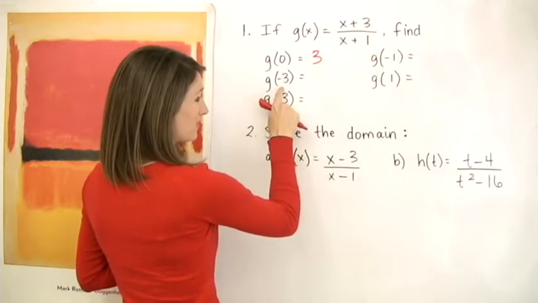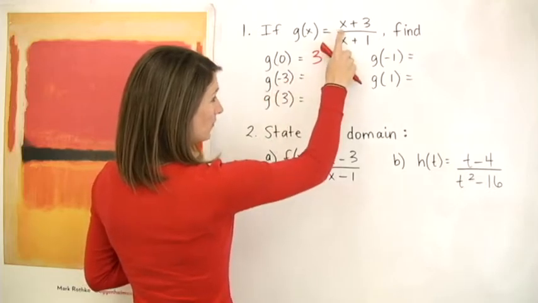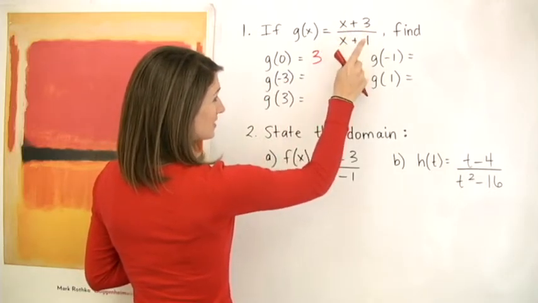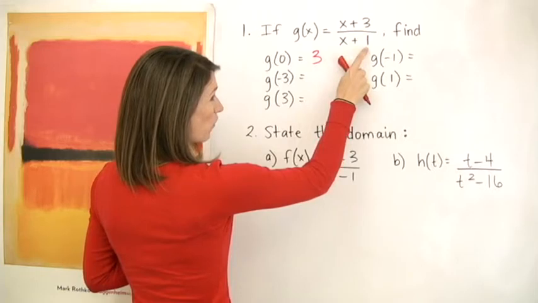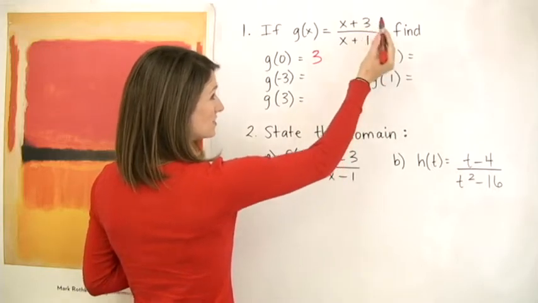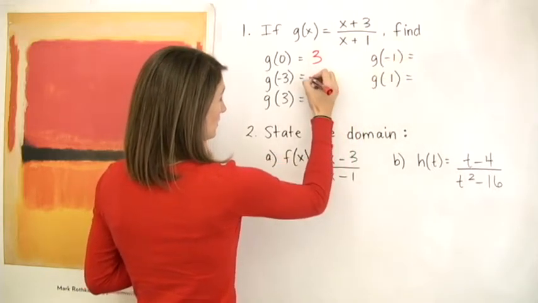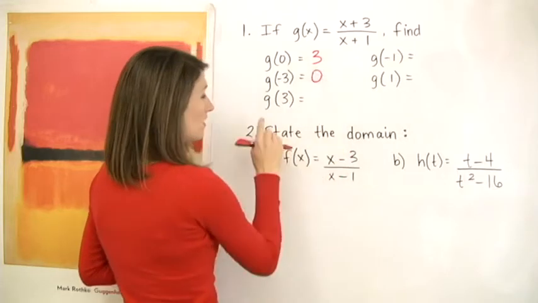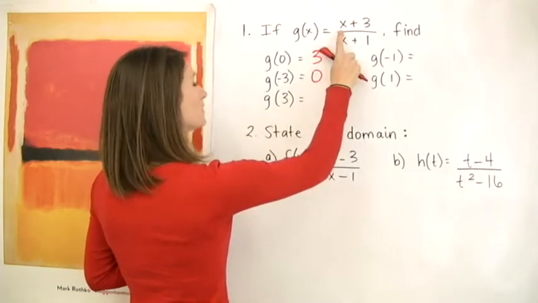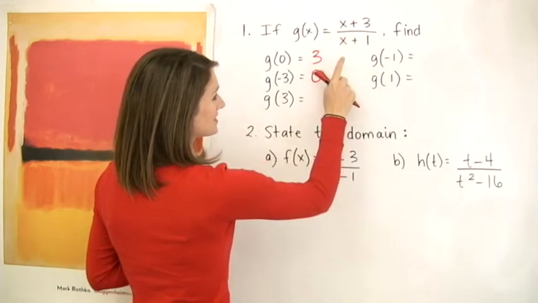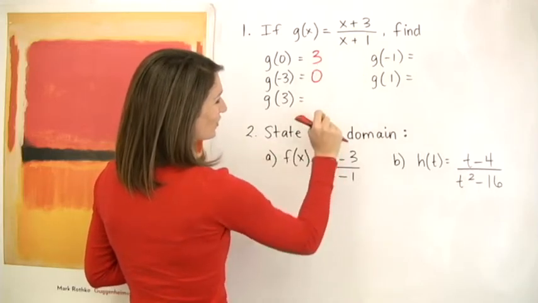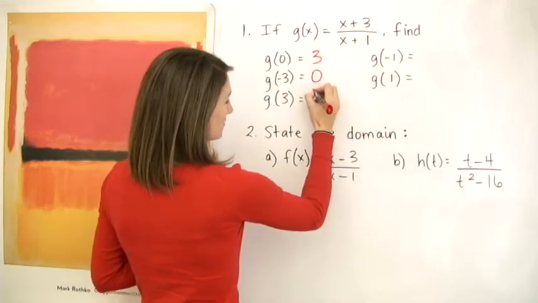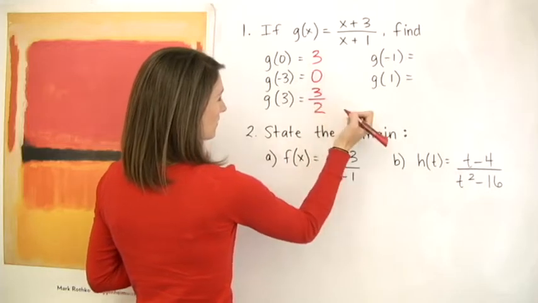For g of negative 3, we plug in negative 3 for x, negative 3 plus 3 is 0, and negative 3 plus 1 is negative 2. So we have 0 over negative 2, which is 0. For g of 3, we plug in 3 for x, 3 plus 3 is 6, and then 3 plus 1 is 4, so 6 over 4 can be simplified to 3 over 2.